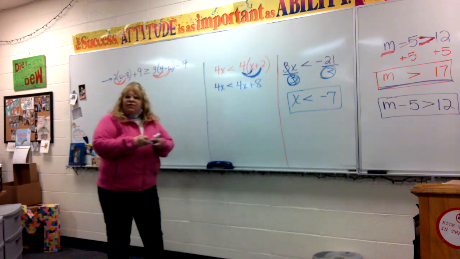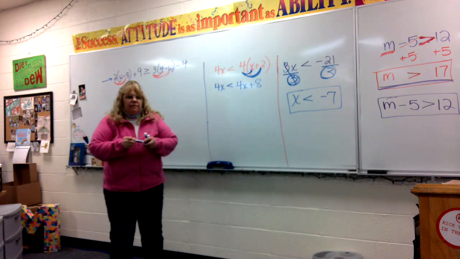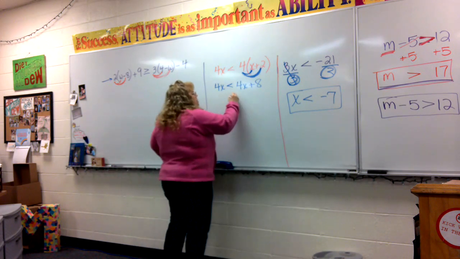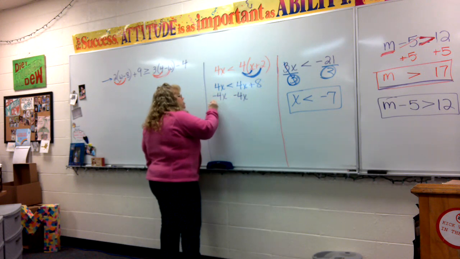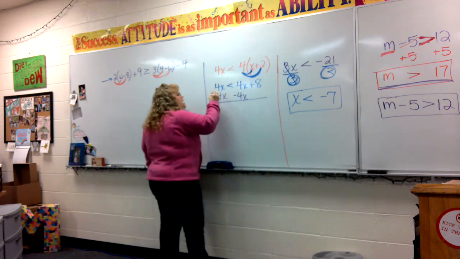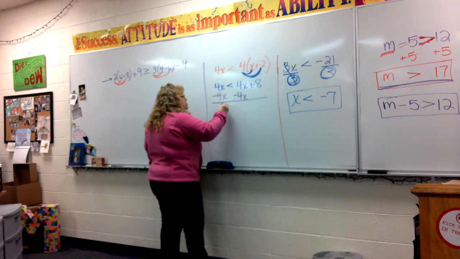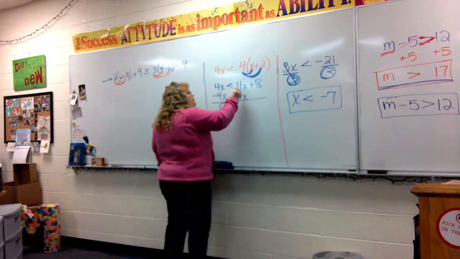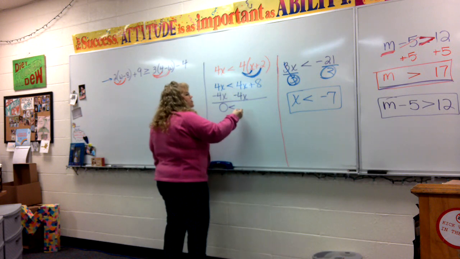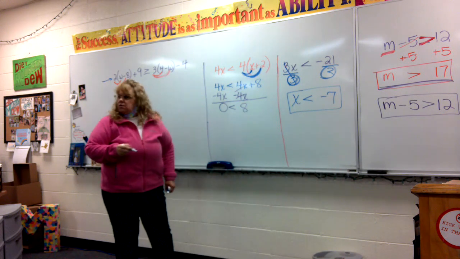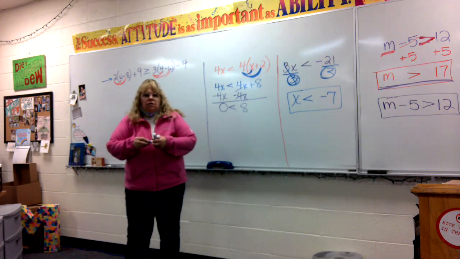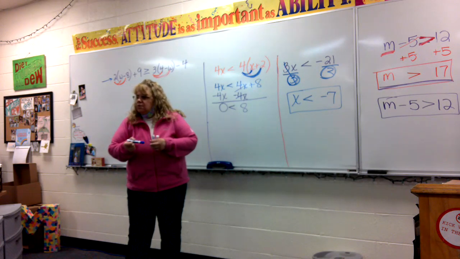Now we have to get all the x's together. Minus 4x, minus 4x. What do you get here? 4x, take away 4x. Uh-oh. The letter dropped out.